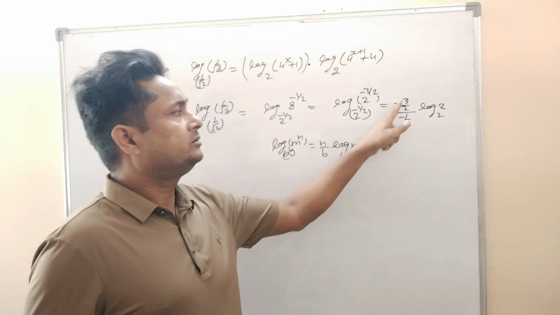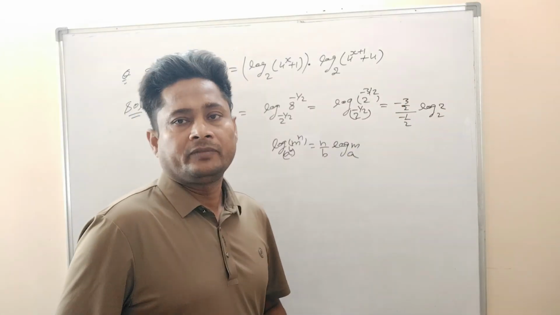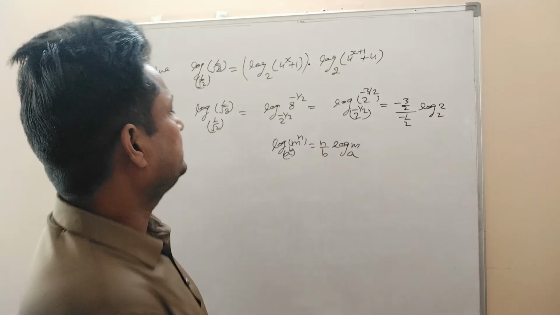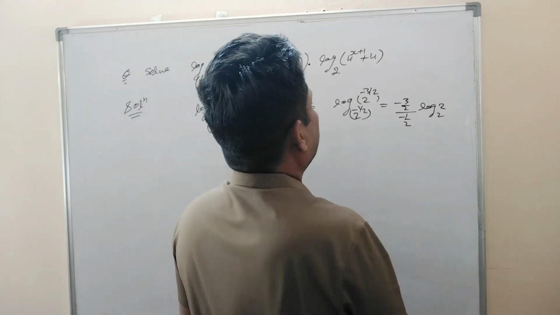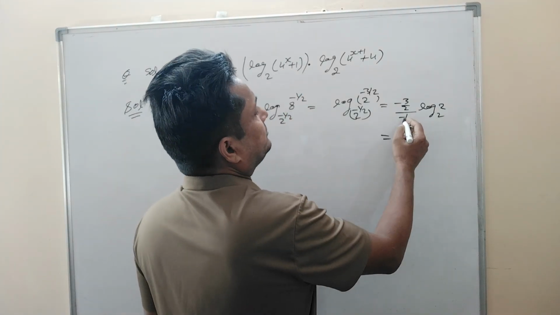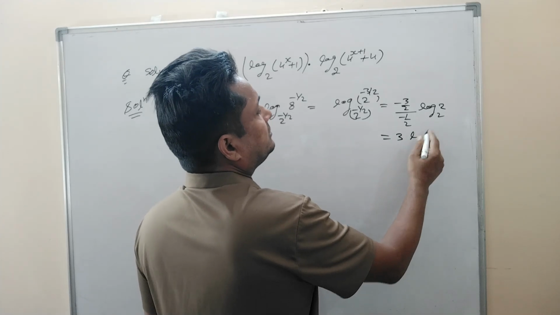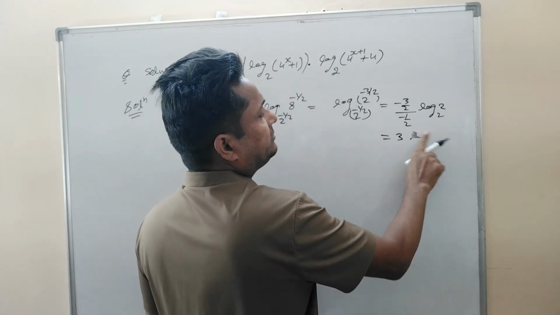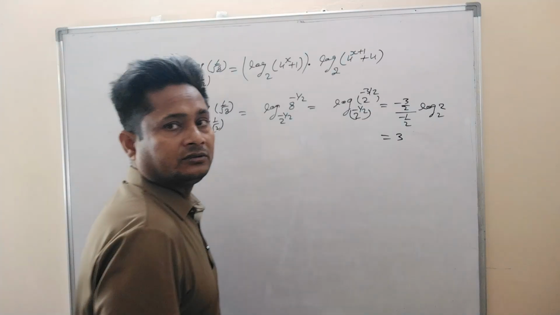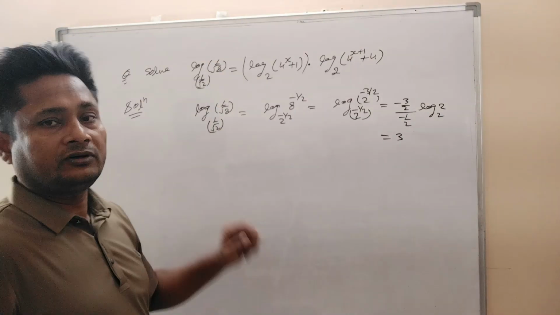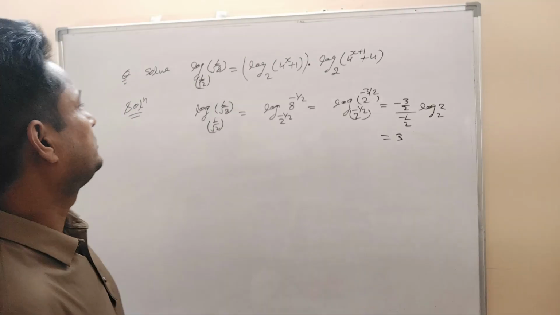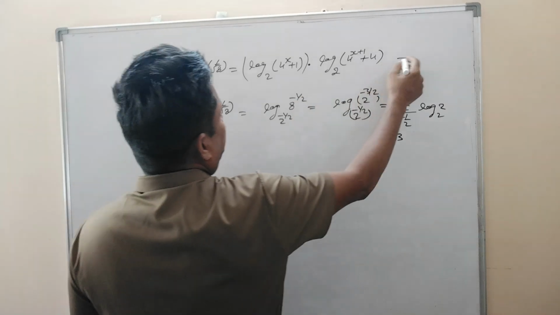Minus 1 by 2. So this will be what? N by b. Now simplify this value. So this can be written as what? This is equal to how much? 3 times 3, and log 2 base 2 will be how much? Will be 1. So the value of this left hand side is basically 3. So let's say this is equation 1.